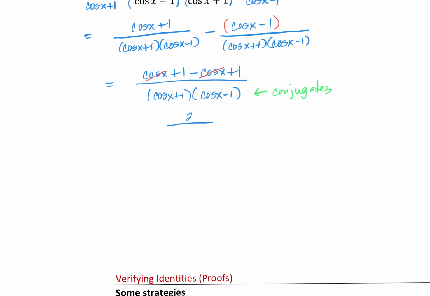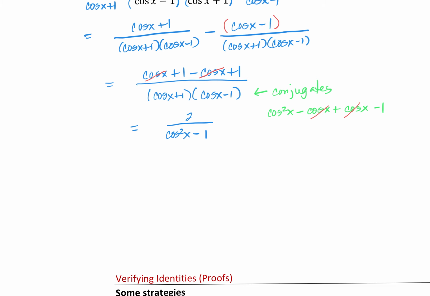And in the denominator, this becomes the square of the first, so cosine squared minus the square of 1, which is just 1. If you wanted to multiply that out, you would have cosine squared x minus cosine of x plus cosine of x minus 1. So you could see that these middle terms cancel because they're conjugates, and you get the square of the first minus the square of the last.